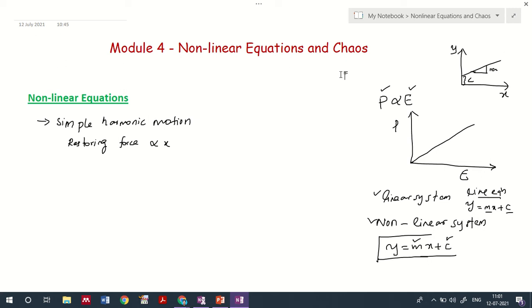So first we will address the nonlinear equation: what are nonlinear equations, how do we generate them, and how do we solve them. Then we'll move on to the discussion of a chaos system.